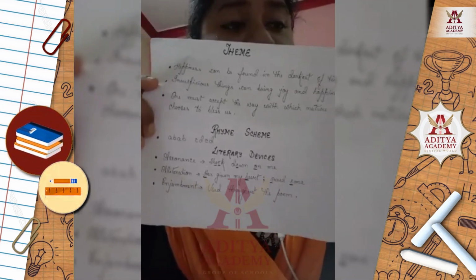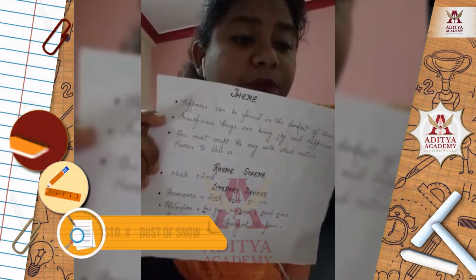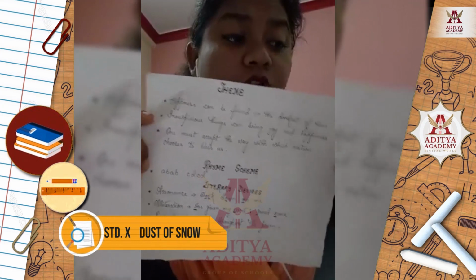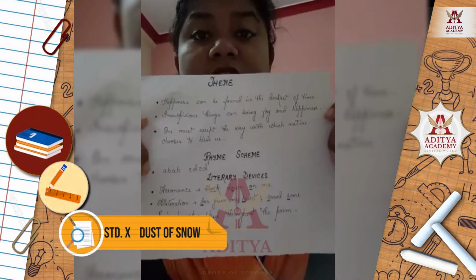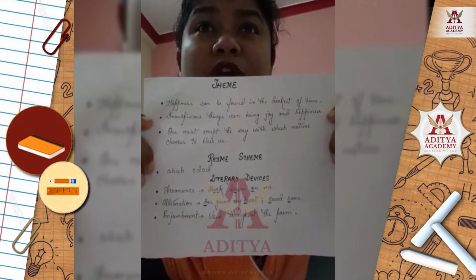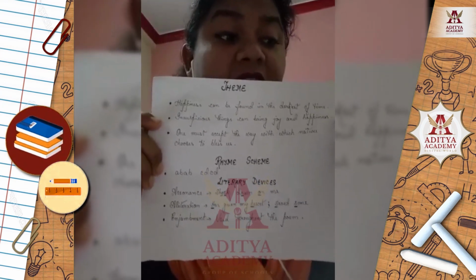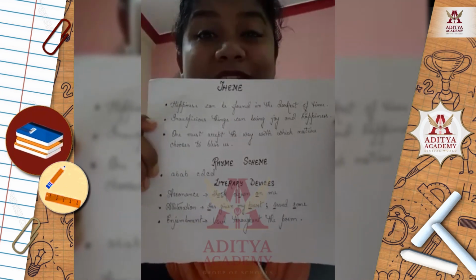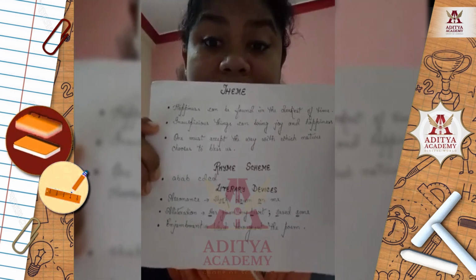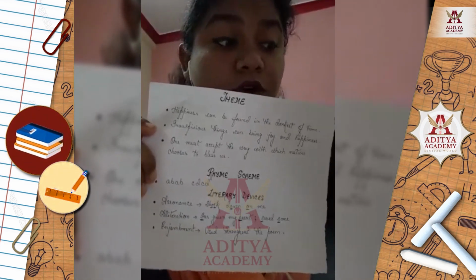Here the first theme is happiness can be found in the darkest of times. See here, the poet was very sad. He was just standing below a hemlock tree, which is again a poisonous one, but still he is having a little bit of happiness when the snow falls on him. So happiness can be found in the darkest of times also.